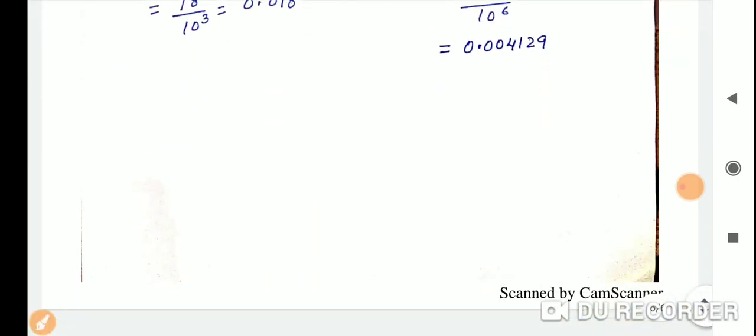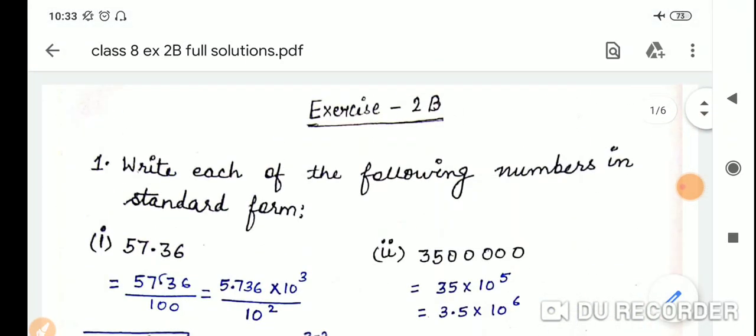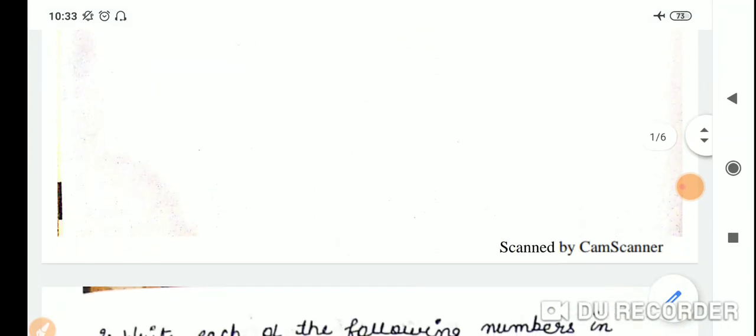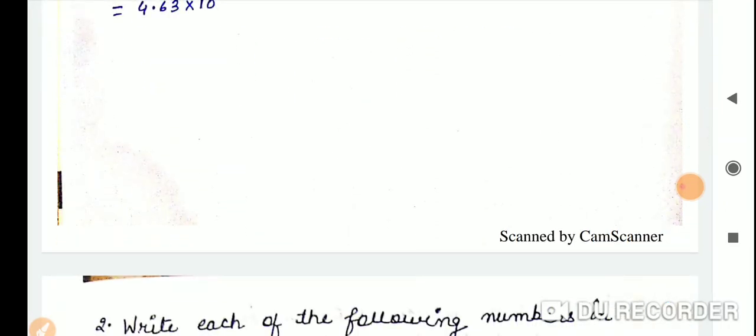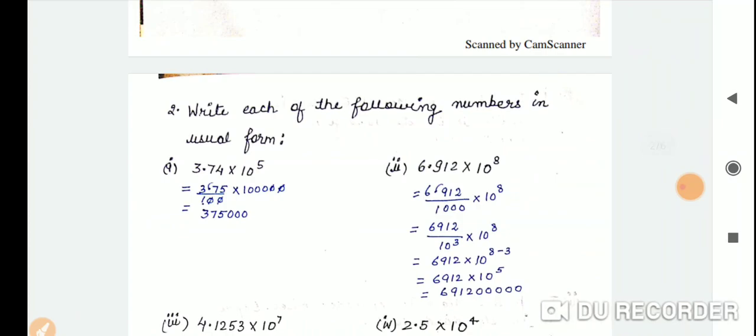So here we have completed our exercise 2B. I hope you understood the whole exercise. Just see the video as many times as you can, because if you see the video again and again and then try the questions, it will be easy for you to attempt the questions and understand the concept. Okay, thank you.